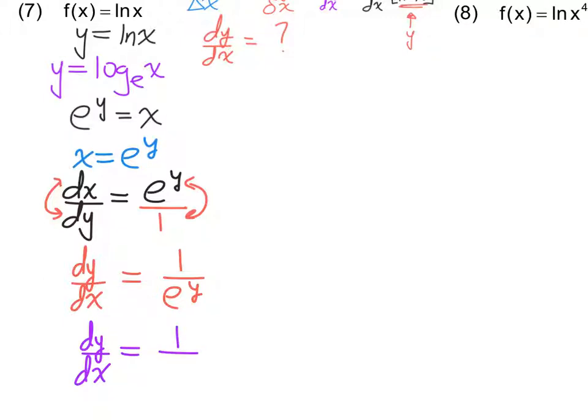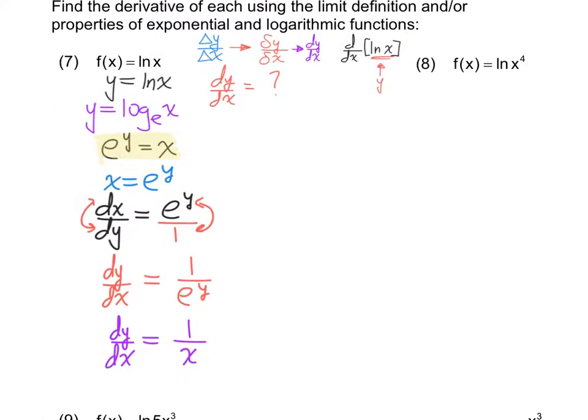1 over x. Exactly, and that is because, and I'll highlight it here, this relationship, x equals e to the y. e to the y and x are the same thing, so everywhere I have an e to the y, I can swap it out for an x. So after all that, we discover that the derivative of the natural log of x is just 1 over x.